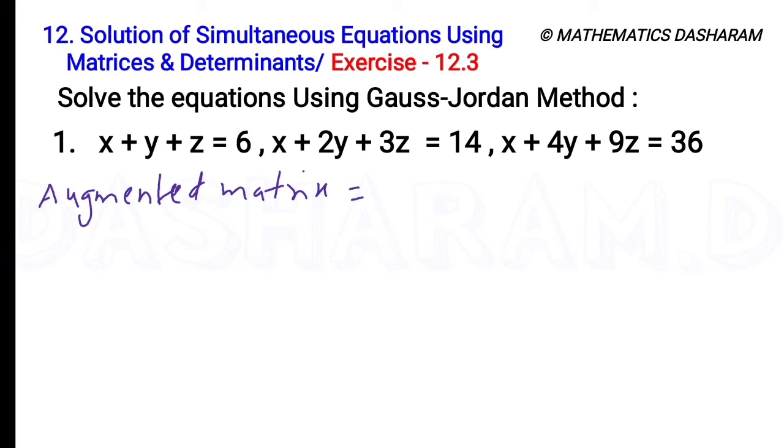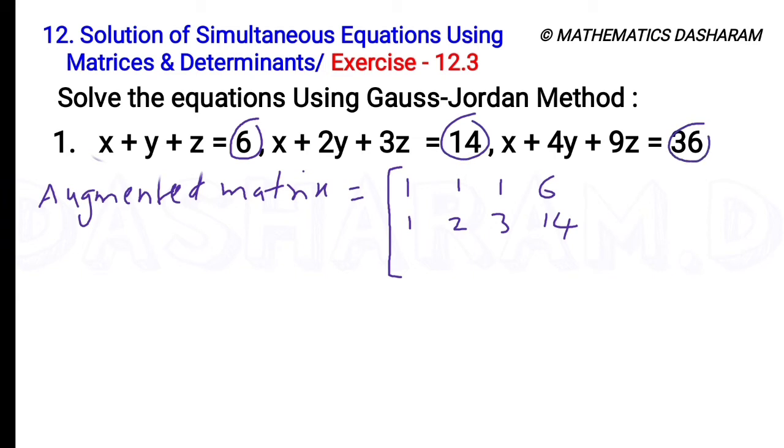The augmented matrix of the given system of equations is, see here, the first row is related to the first equation. Write the coefficients of the variables and beside them write the constant term, that is 6. Next, the second row is related to the second equation, so coefficients 1, 2, 3 and constant number 14. Remember the constant number should be on the RHS, not the LHS.